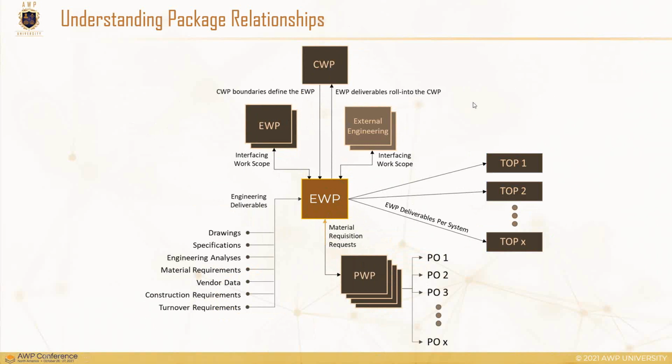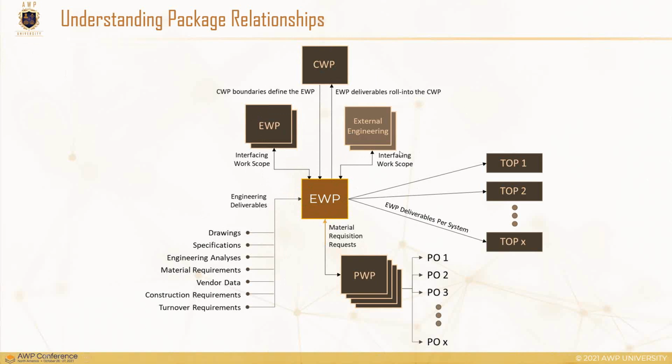EWP deliverables roll into the CWP, so the EWP will contain the information to satisfy the completion of that CWP. And thus, back to the last slide, you can see how that CWP then influences multiple others. Interfacing work scopes, we don't want to say necessarily predecessor or successor work scopes, because it's more interfacing work scope of EWPs and what the interfaces are to those EWPs, such as connect points, continuations, those types of things tied to it.